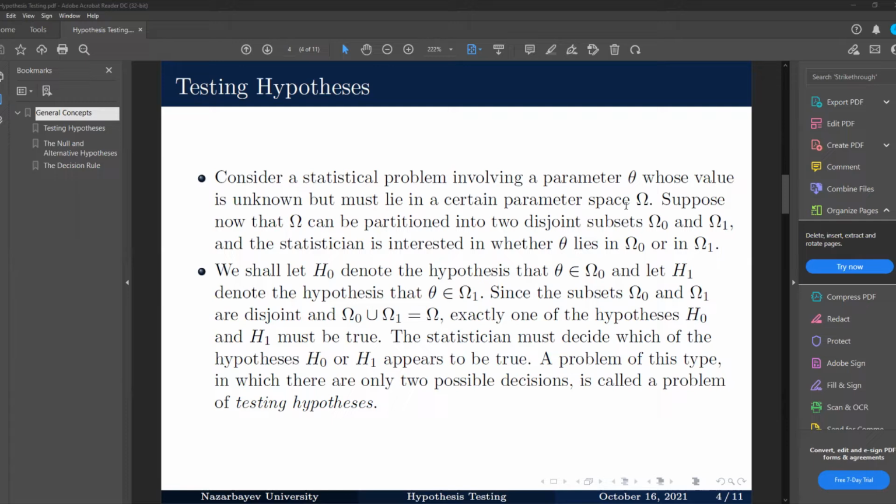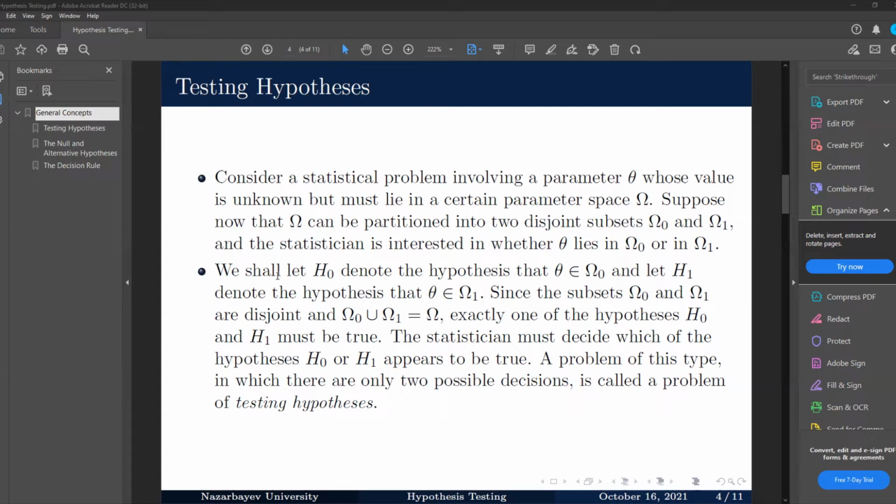So let's assume that our parameter space is test results, and let's assume that test results can be from 0 to 100. Then we can partition our parameter space into two disjoint subsets, let's say test scores from 0 to 50 and from 50 to 100. And the statistician is interested in whether theta lies in omega 0 or omega 1. So we are interested in whether our parameter theta, let's say, the mean of scores of students in some school or class, lies in the range from 0 to 50 or from 50 to 100.